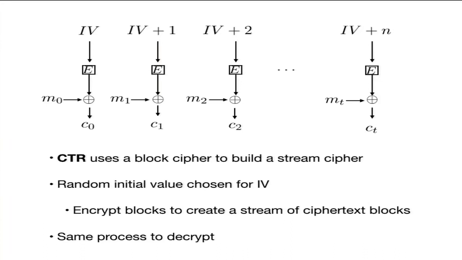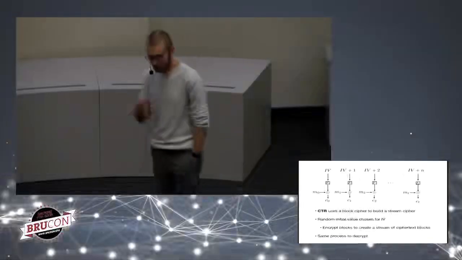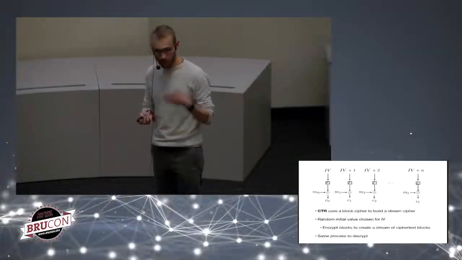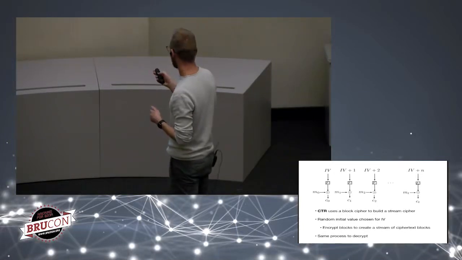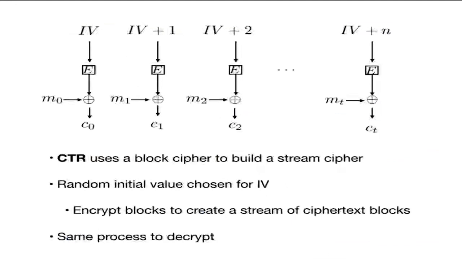This IV is typically chosen at random by the party who is sending the data across. The same process is used to decrypt. This XOR can be used again to decrypt the same message. So the same construction, or the same mode of operation, can be used to encrypt and to decrypt. That's one of the more famous modes of operation.